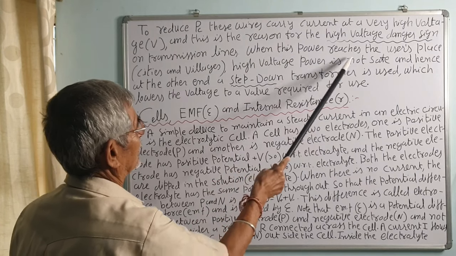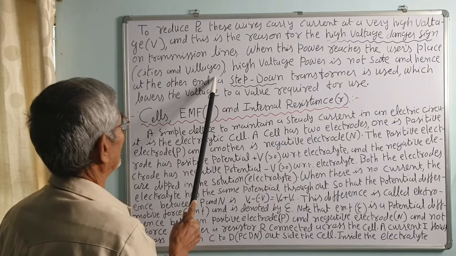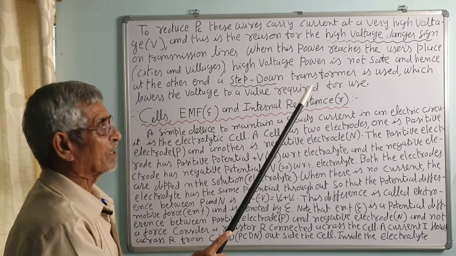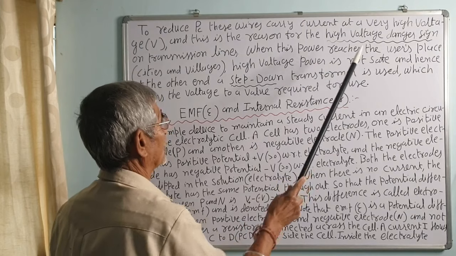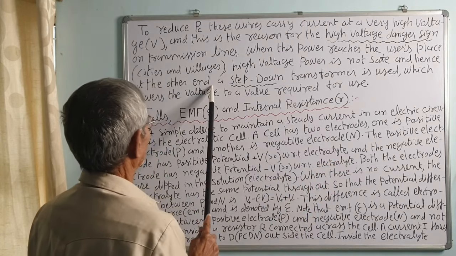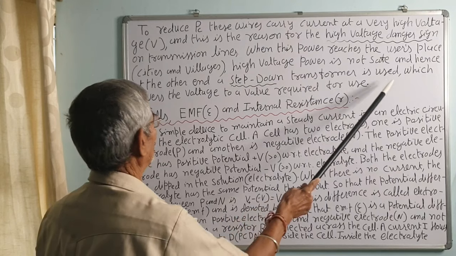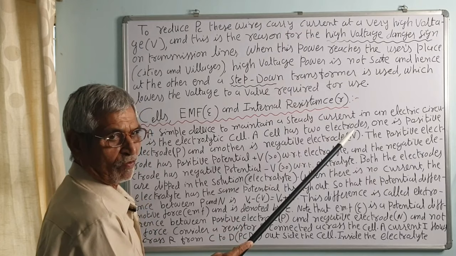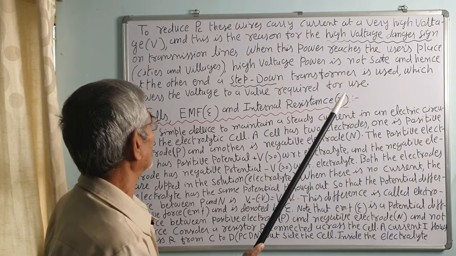When this power reaches the user's place, cities and villages, high voltage power is not safe. It will damage the electrical gadgets. For households and industries, we need a current at low voltage, and hence at the other end the step down transformer is used, which lowers the voltage. Step down means lowers the voltage, step up means raises the voltage.